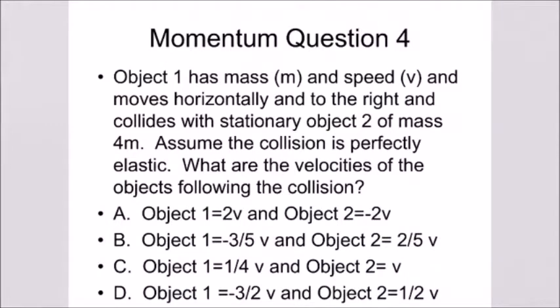All right, now we're working on momentum question 4. In this one, an object has a mass of m and a speed of v and moves horizontally to the right and collides with a stationary object 2 of mass 4m. Assume the collision is perfectly elastic. What are the velocities of the objects following the collision? So this is a problem where we're going to have a one-dimensional collision, but we're going to have two unknowns. So that makes this one a little bit more difficult. So we're going to go over to the next slide to work this one out so that we have some space.